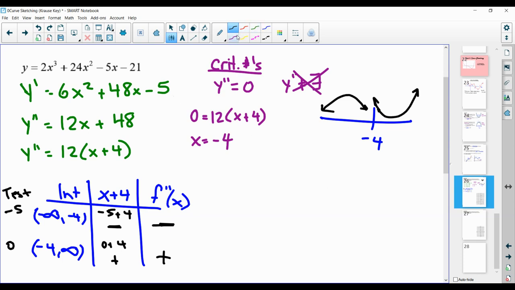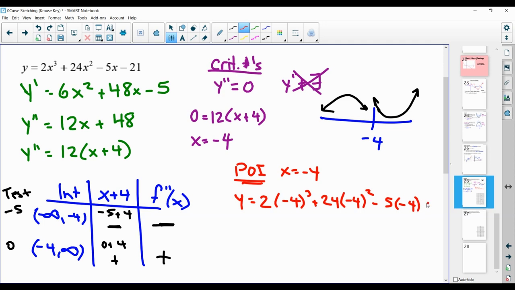So the next thing that we're going to do is look for our points of inflection. And so we know that the point of inflection happens at x equals -4. We need to sub that into our equation to find out what y is. So y equals 2 times -4 cubed plus 24 times -4 squared minus 5 times -4 minus 21. And so if we sub all of that in, we're going to get -128 plus 384 plus 20 minus 21, which gives us 255. So we're going to have a point of inflection at (-4, 255).